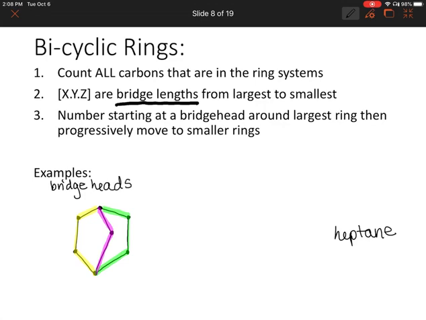Okay. Now what we're going to do is count the number of carbons in the middle of each bridge. So on the left-hand side, highlighted in yellow, there are 2 carbons in the middle of that bridge. So we call this a 2-carbon bridge. So we're not counting the carbons at the ends. Then on the right-hand side, we'll do the same thing. So that is also a 2-carbon bridge.